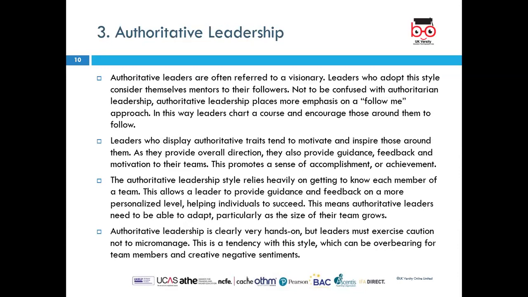The third one is authoritative leadership. Again, this is entirely opposite to what we've been talking about, where you're not delegating, but you're just being a visionary and asking them to do whatever you want them to do. So you're asking them to follow you, and to do things the way you're doing everything. People who are authoritative motivate and inspire the people around them, but they don't give them the free will of doing things.